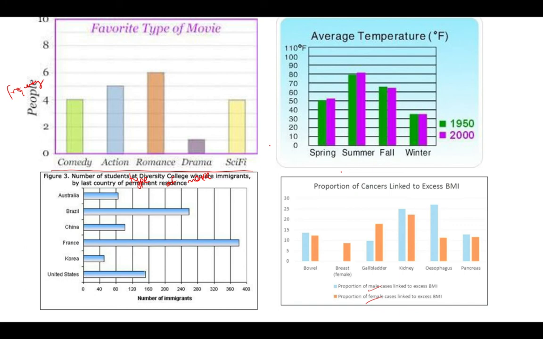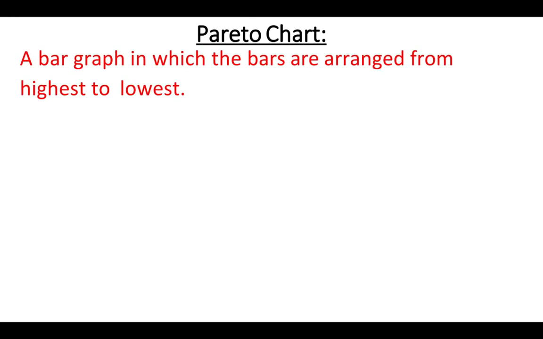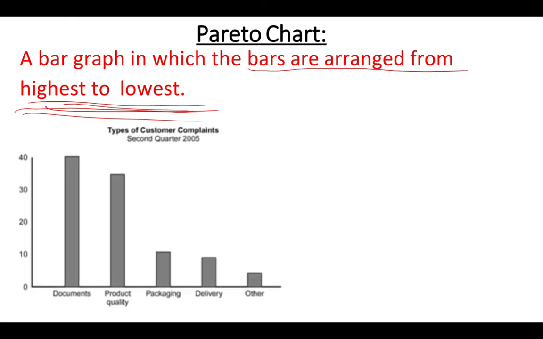All right, now there is a special type of bar graph we're going to talk about, and that's called a Pareto chart. If you look on the internet, you might see some different definitions for Pareto charts, and they may have some different qualities. The one thing that I want you to know about Pareto charts is that the bars are arranged from highest to lowest. That's the key thing. So it is a bar graph, and the only thing that we're going to say is different is that the bars are arranged from the highest bar to the lowest bar. So here's an example.